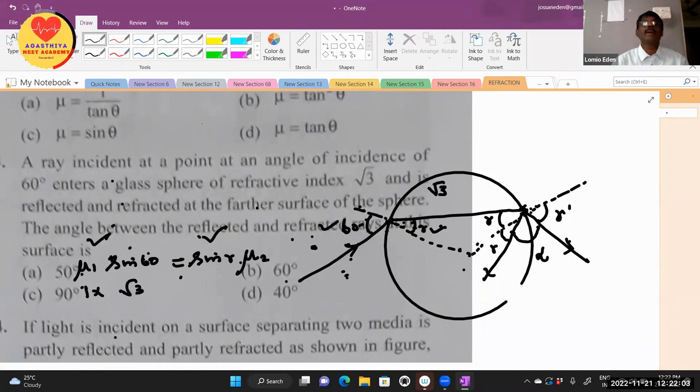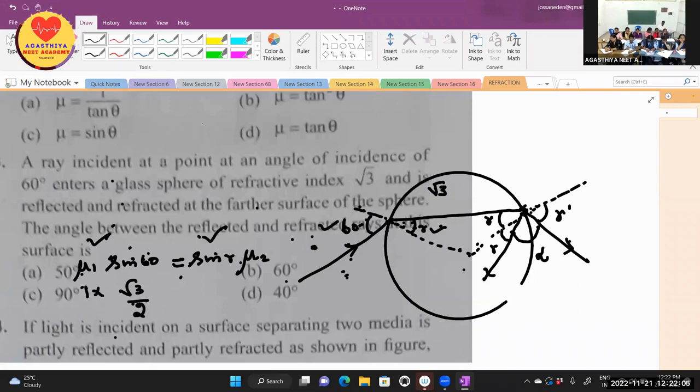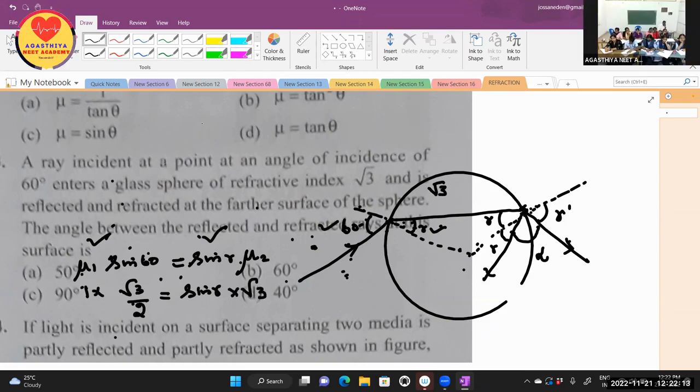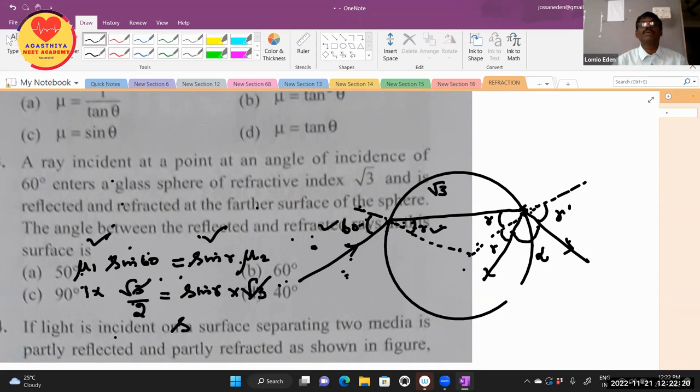√3 by 2. You have to find out sin R. μ2 is given as √3. Okay, √3 gets cancelled. Therefore, sin R is equal to 1 by 2. Therefore, R is equal to what? 30. Understand? Sine 30 is equal to half.